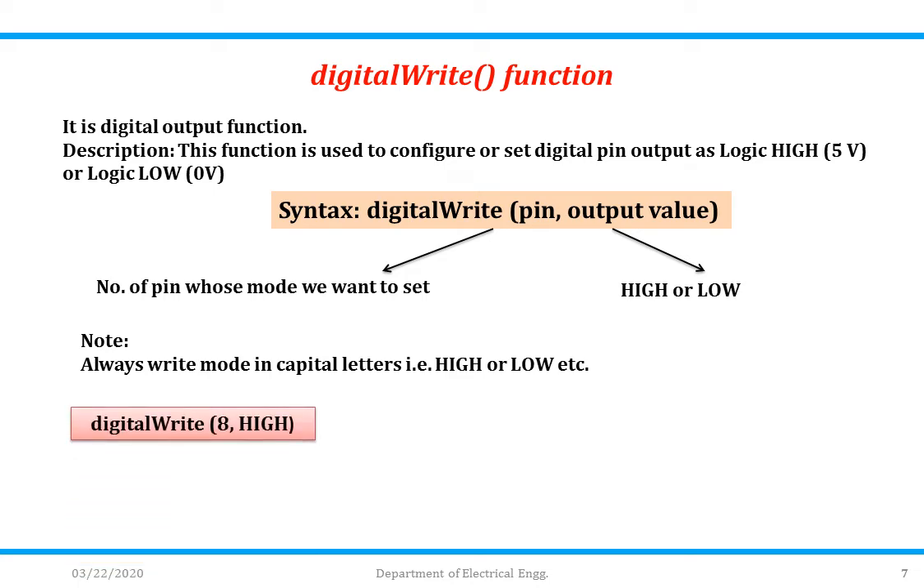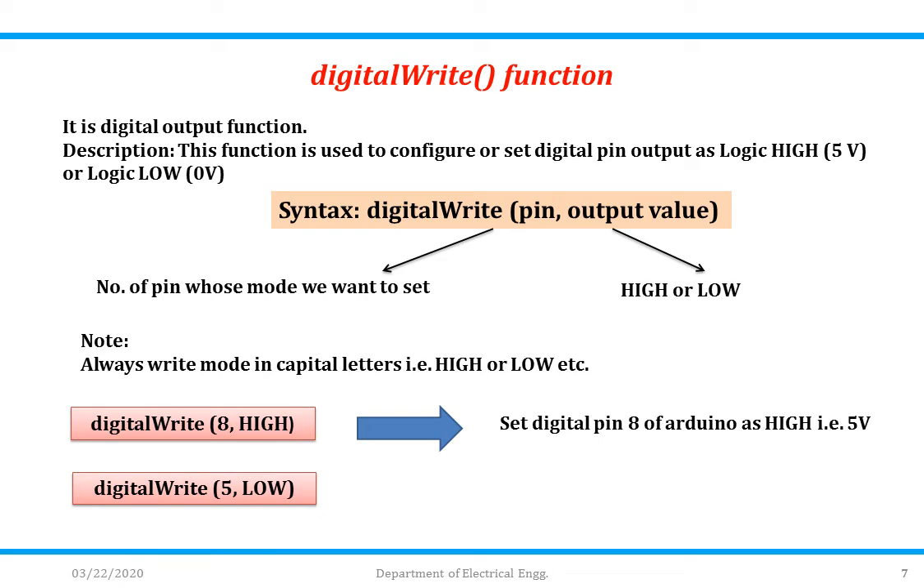An example is digitalWrite(8, HIGH). The meaning of this is set digital pin 8 of Arduino as high, that is give a 5 volt supply to pin number 8. Next is digitalWrite(5, LOW). Its meaning is set digital pin 5 of Arduino as low, that is 0 volt is given to pin number 5.